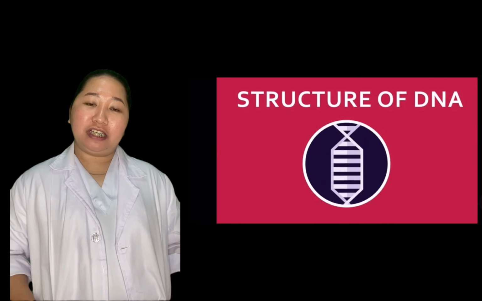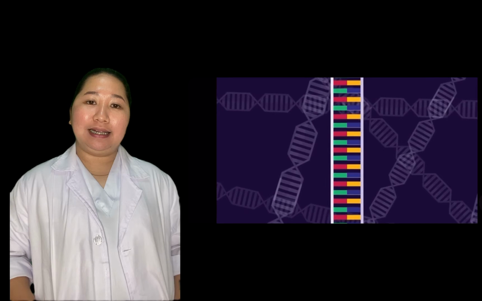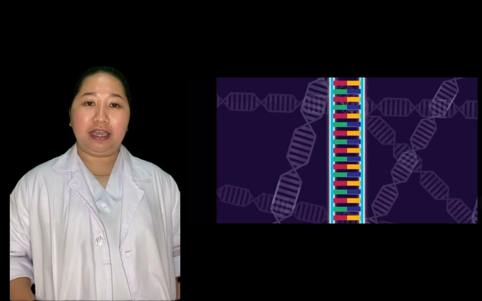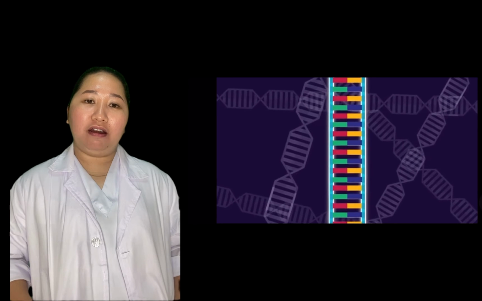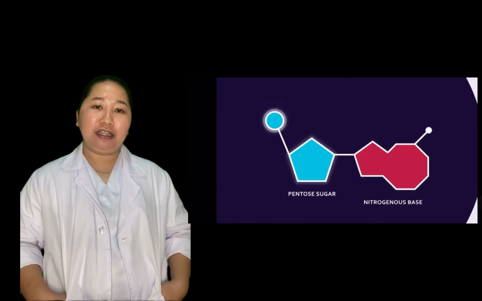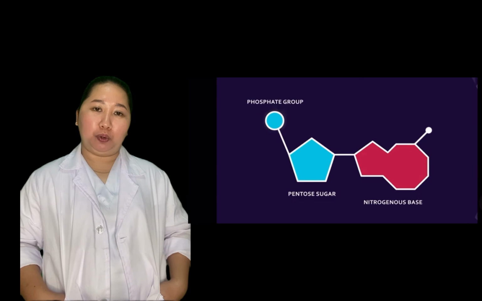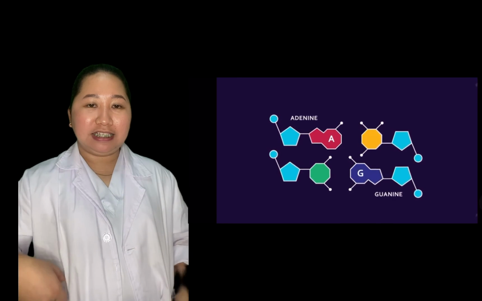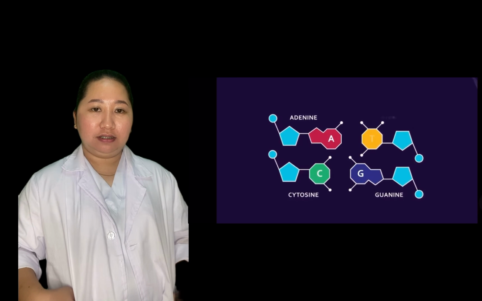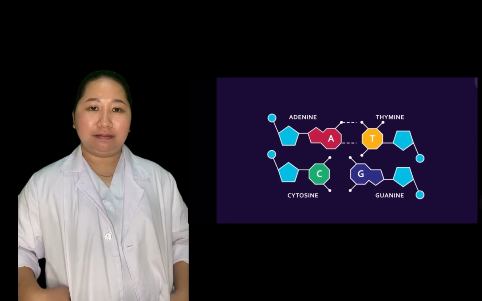Now let's talk about the structure of DNA. Think about the structure of DNA like a ladder, whose rungs are made of different bases and sides are made of sugar phosphate. Each composition of nitrogenous base, pentose sugar, and phosphate group is called a nucleotide. The nitrogenous bases are of 4 different types: adenine, guanine, cytosine, and thymine.